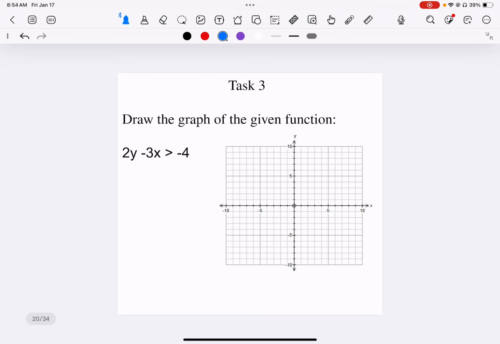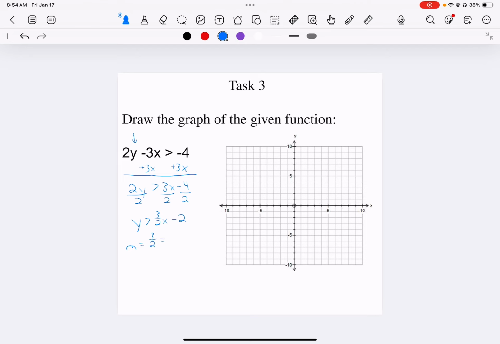Draw the graph of this function. If I notice, this one looks a little different because the y is not by itself. So I have to get the y by itself before I graph it. So I can add 3x to both sides. I'm left with 2y is greater than 3x minus 4. Divide each term by 2. y is greater than 3 over 2x minus 2.